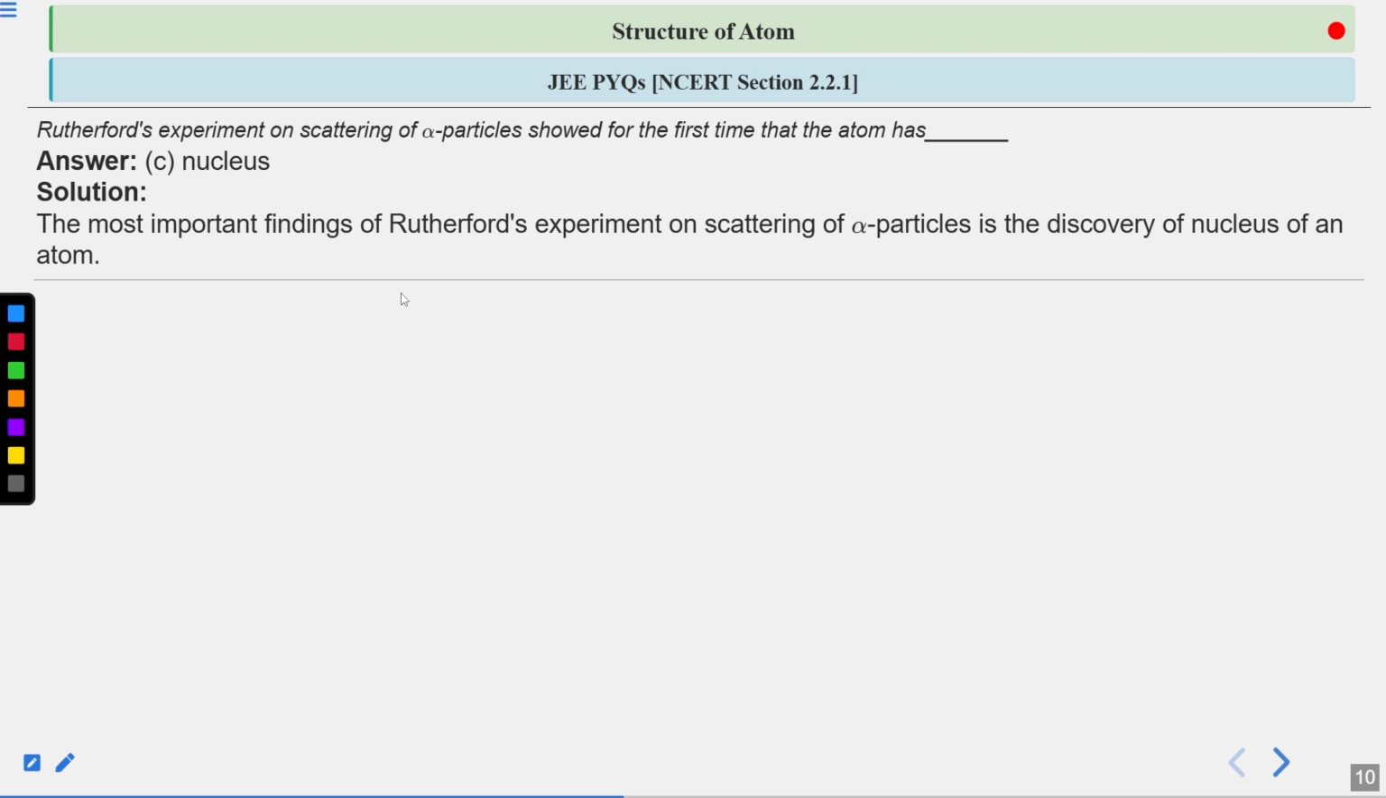Now the nucleus has 2 things: protons and neutrons, which are called nucleons.